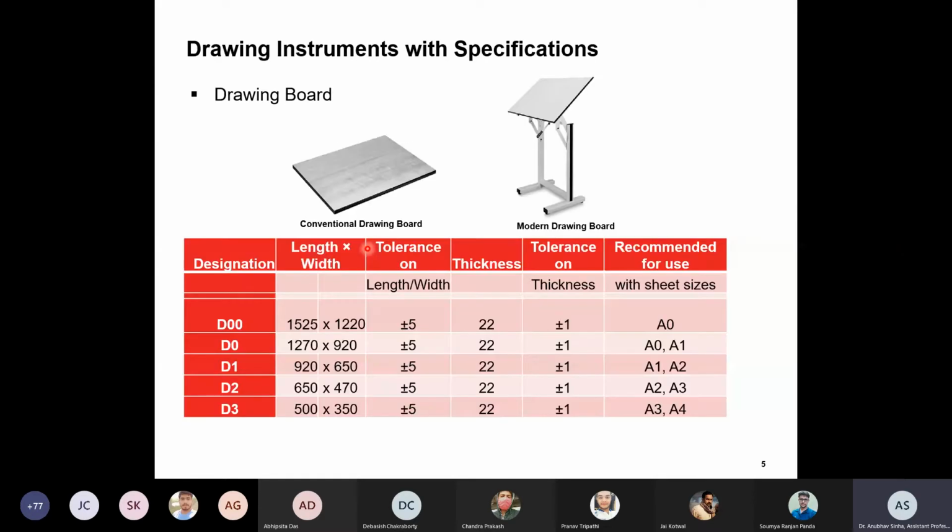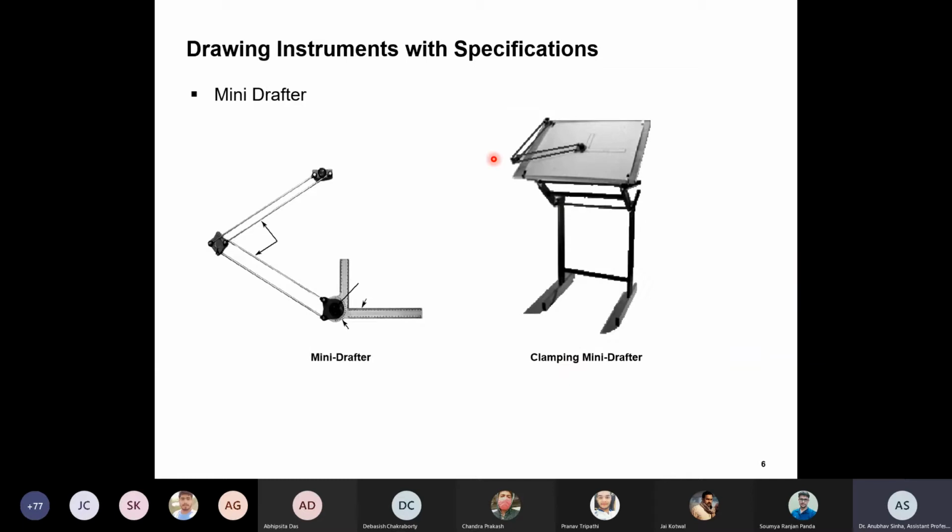So what are the equipment? Generally when you have classes, we have drawing boards like this. You fix your sheet on this and then draw. But as of now, you are doing it at home. Generally this is what is followed, and these are the standard sizes. You don't need to remember that, but just for your knowledge, these are the standard sizes in which these boards are available. And when you draw on this board using a chart paper, you also need a drafter.